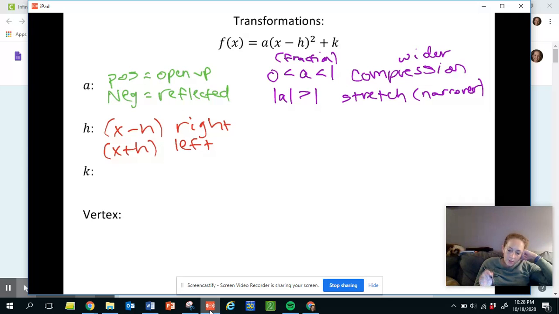As far as k, if you have plus k, it's going to go up, and if you have minus k, it's going to go down.